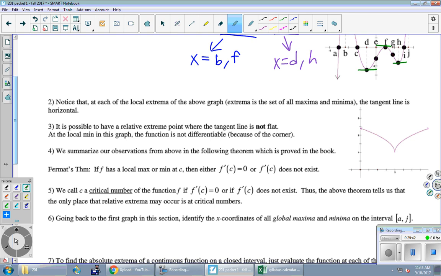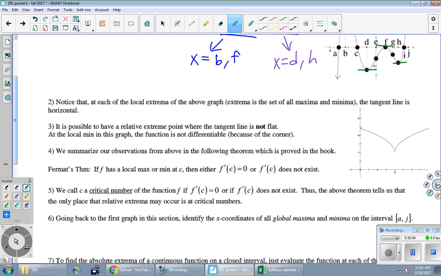Here's our conclusion. It's got a name. It's called Fermat's theorem. If f has a local maximum or minimum at c, c is just the x value for a particular point, then either f prime of c is 0, horizontal tangent line, or f prime of c does not exist, like in a cusp. Okay, those are the only places we have to look for local maxes and mins.